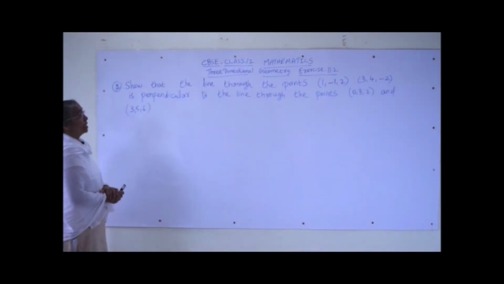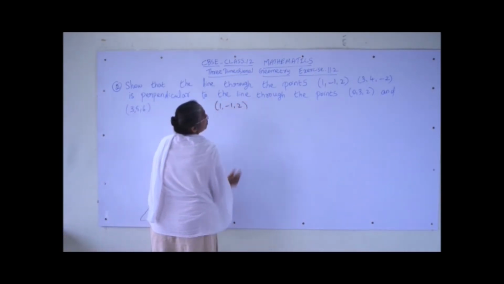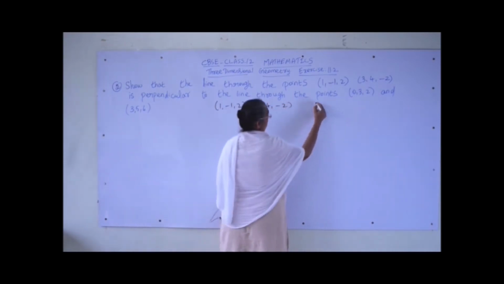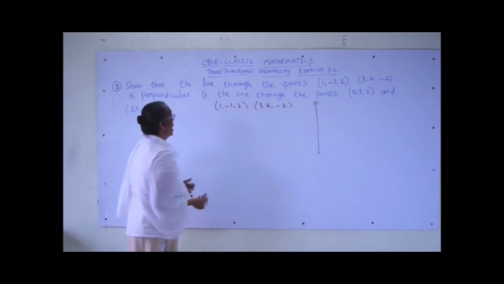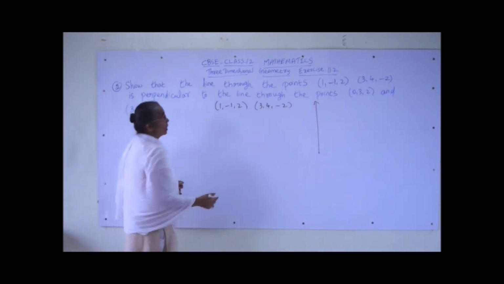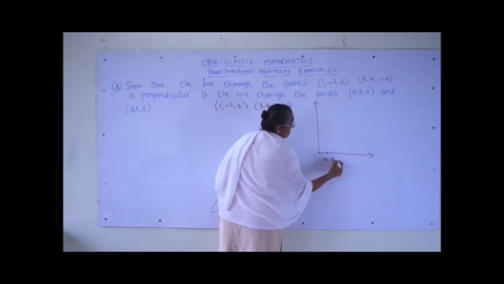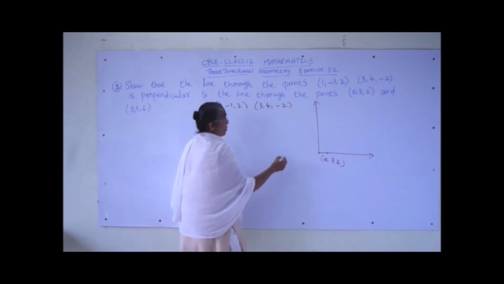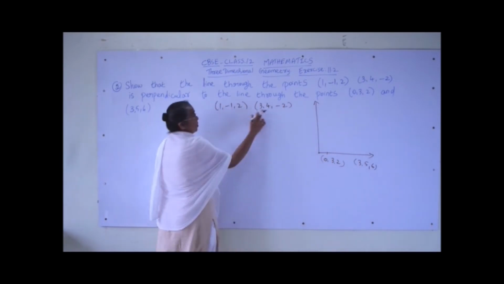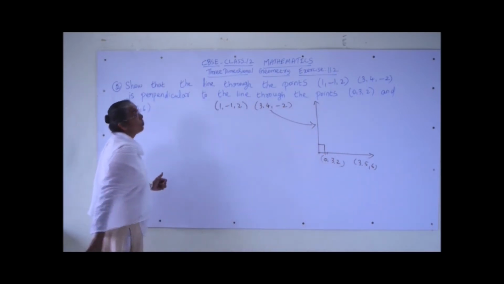Second problem: show that the line through the points (1, -1, 2) and (3, 4, -2) is perpendicular to the line through the points (0, 3, 2) and (3, 5, 6). So one line is passing through the first two points, and we have to show that it is perpendicular to the line segment passing through the other two points.